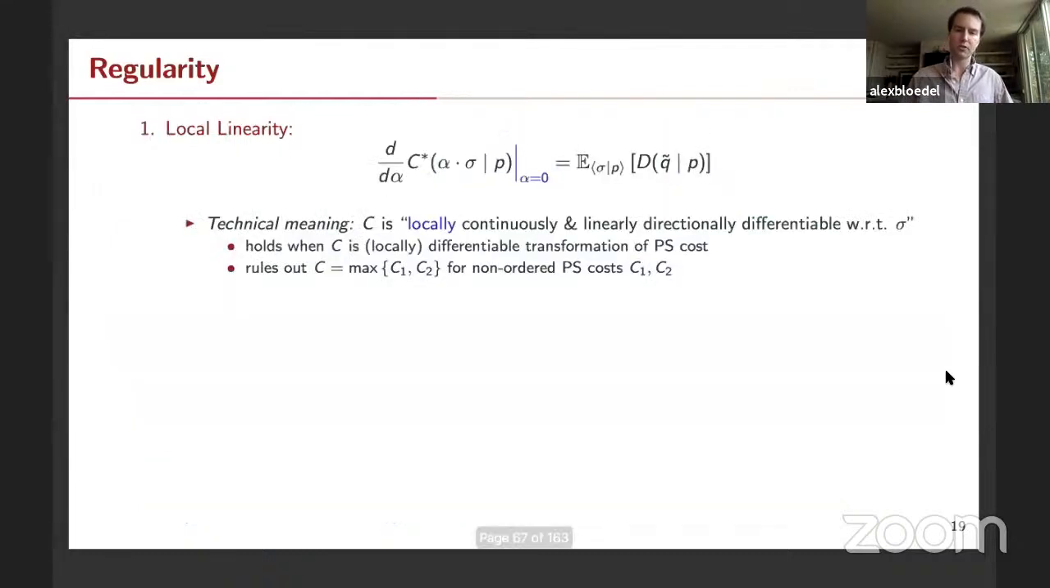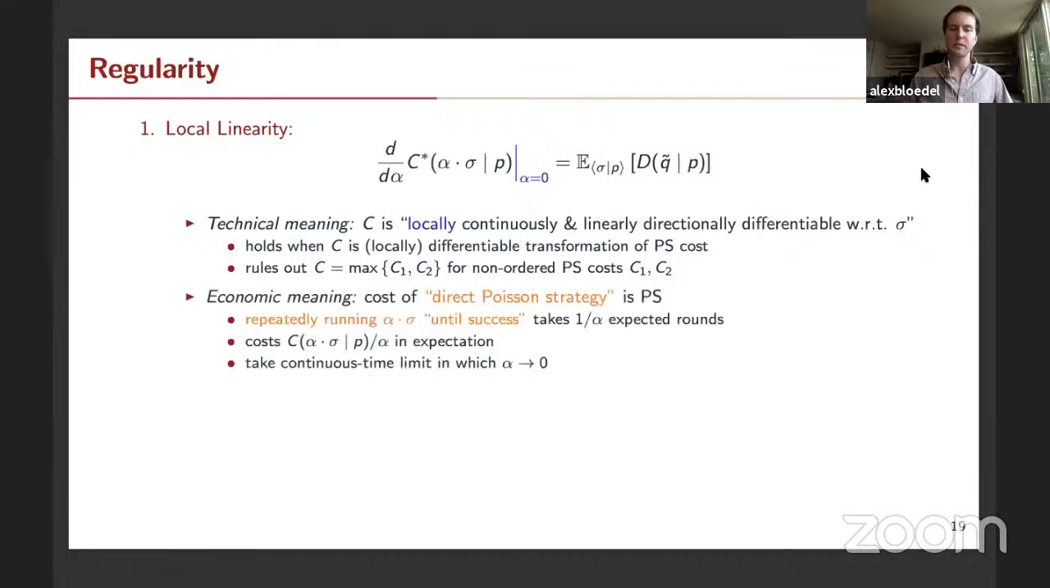Okay, so what does this actually mean? So first, on local linearity, what this literally means is that the cost function is locally, continuously, and linearly directionally differentiable with respect to the experiment. In other words, you start at a particular point, the completely uninformative experiment, and then you look in different directions, sigma, corresponding to different experiments. These directional derivatives exist. They're continuous with respect to the direction sigma, and they're also linear, which just means that they're posterior separable. This is satisfied in many cases, but rules out particular kinds of kinks in the cost function.